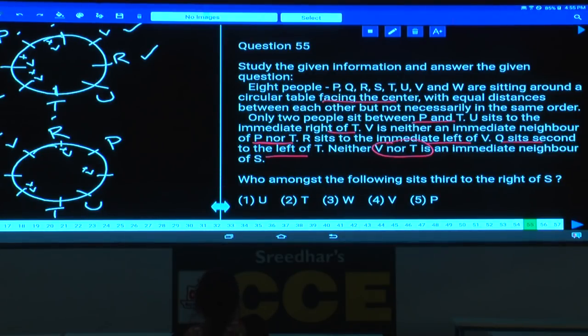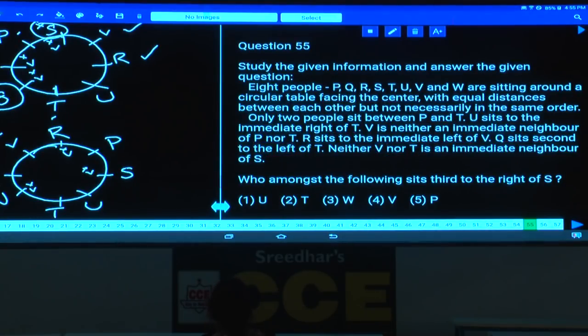Now in this one, if S is here, S is an immediate neighbor of T, or if S is here, S is an immediate neighbor. Now in both the cases, the places which are left over to this S are an immediate neighbor of either T or V, and the first case is ruled out. And in the next one, S is neither an immediate neighbor of T nor V. S cannot be at this place. S cannot be here, S will be here. If S is here, then who is the person left over? W is the person left over. Yes, what is the final arrangement? TW, QV, RP, SU.